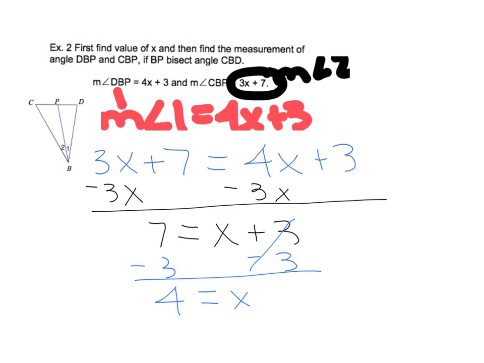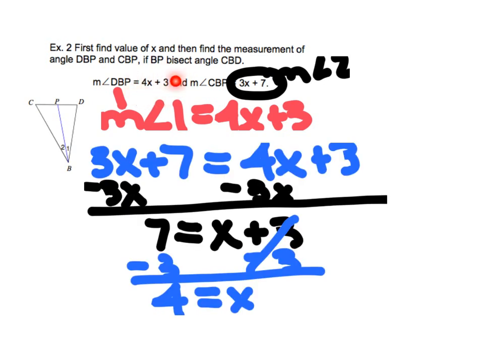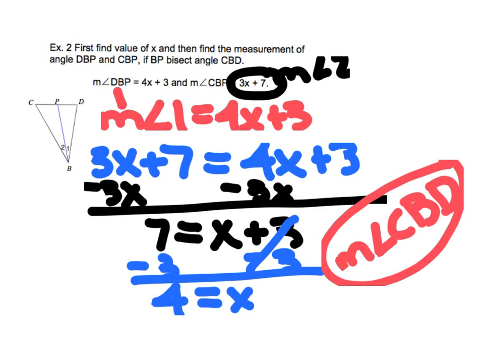X is 4. And now, in order to get the actual answers, we need to plug that in to where we see x in both of these values to get our complete answer. So I'm going to let you guys do that on your own. And then I'm going to throw a little curveball at you, because not only that, but I also want you to tell me what is the measurement of angle CBD. Throw in some angle addition right there for you.